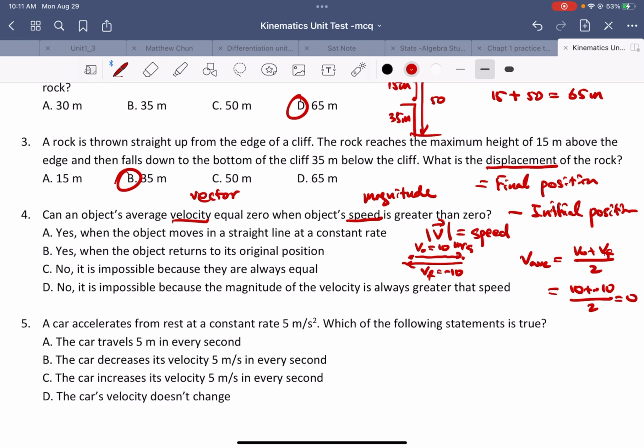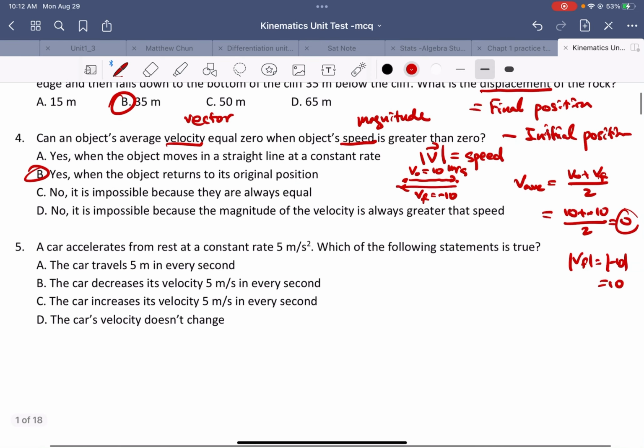Okay. But what is the speed, right? Speed for that time is the absolute value of your V final, right? So the absolute value of negative 10 is 10. So the speed could be greater than 0, but the average velocity could be 0. Okay, so the answer is yes. And then the object returns to its original position. So the answer is B.